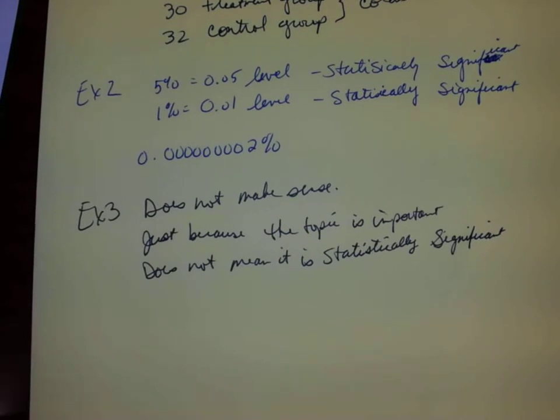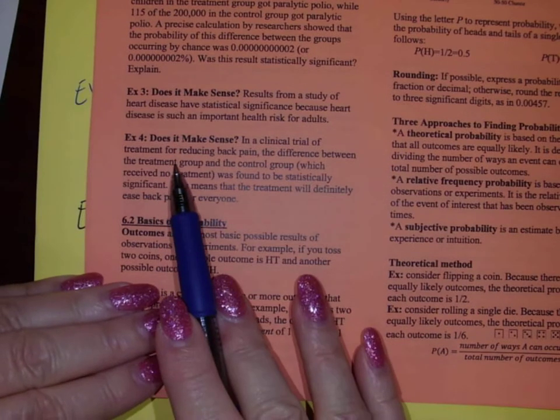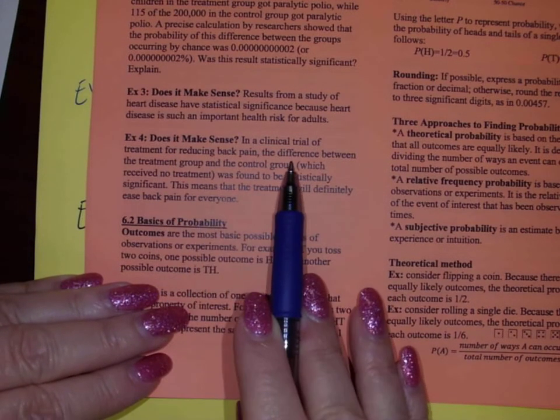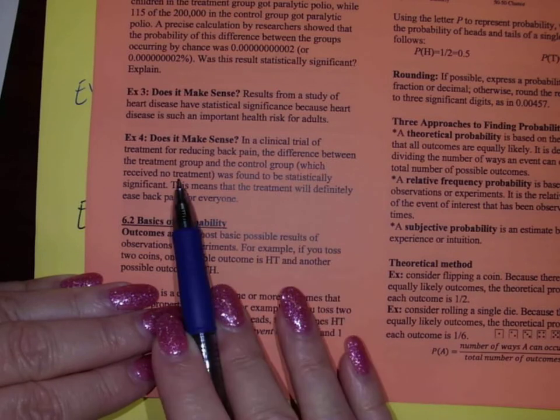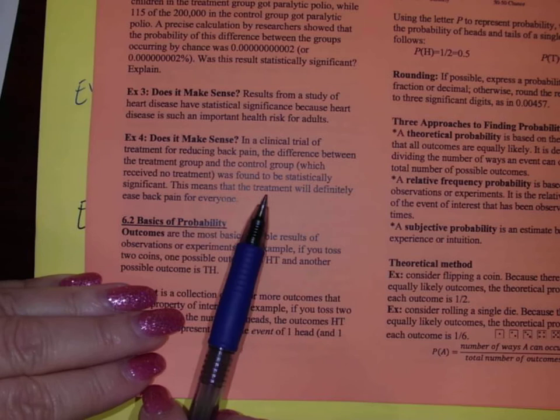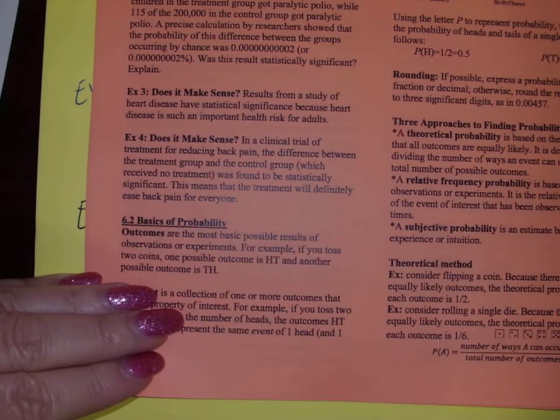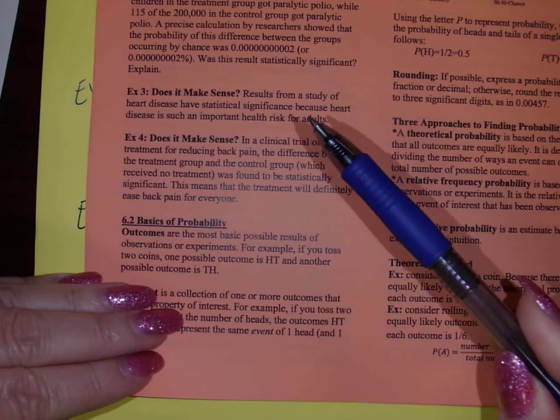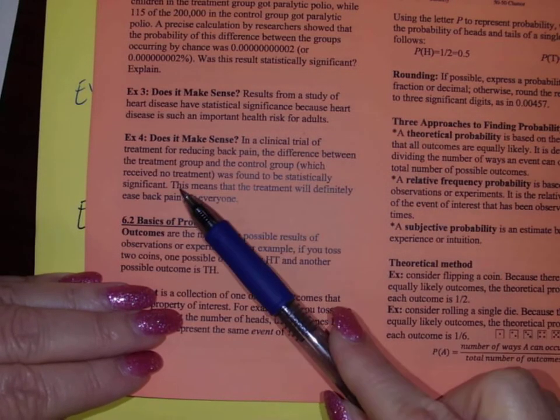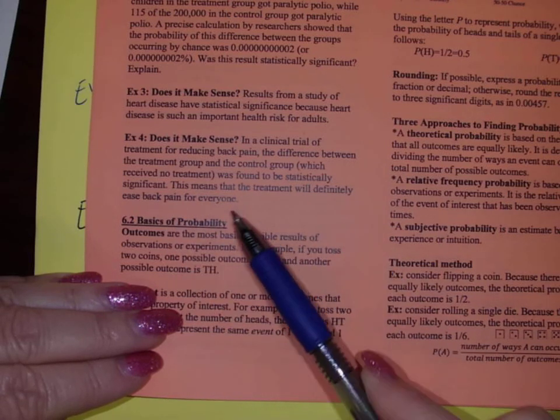All right. So, does it make sense? In a clinical trial of treatment for reducing back pain, the difference between the treatment group and the control group, which received no treatment, was found to be statistically significant. This means that the treatment will definitely ease back pain for everyone. So they're saying that the treatment was statistically significant. So that showed that it was working. The statement that follows is, this means that the treatment will definitely ease back pain for everyone.